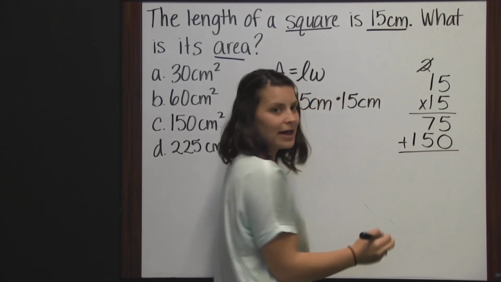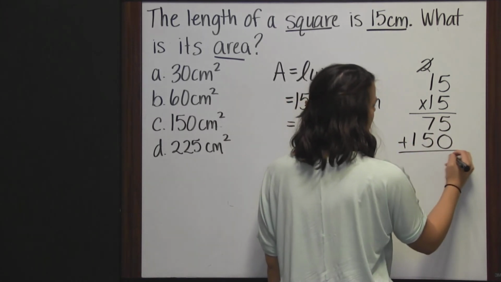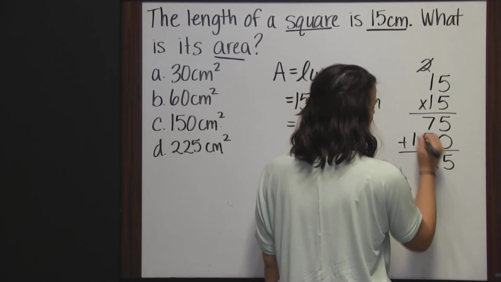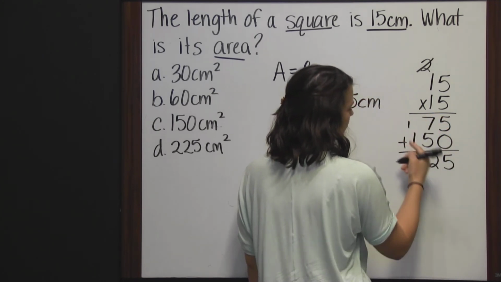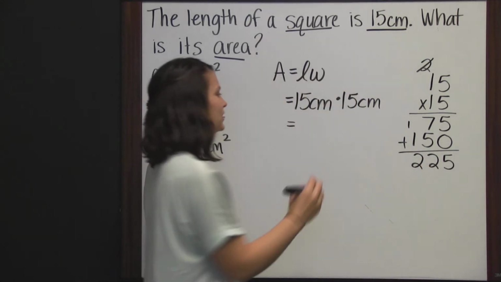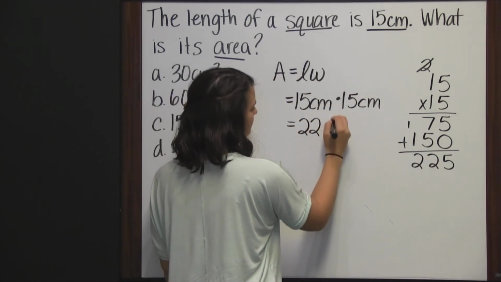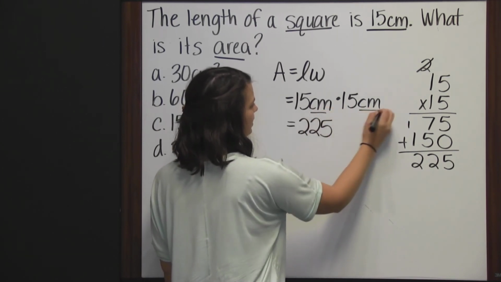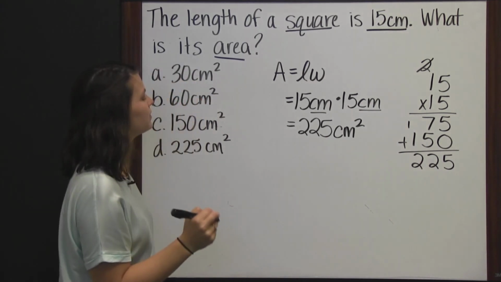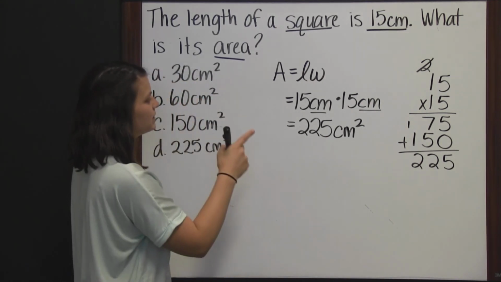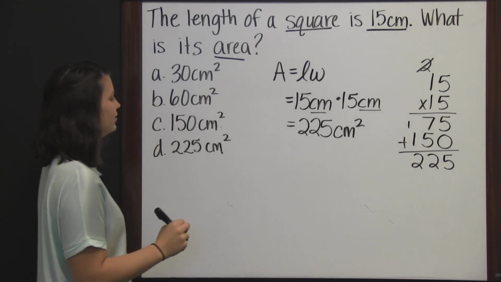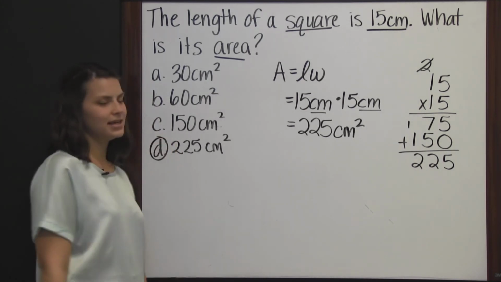And we add these up. 5 and 0 is 5. 7 plus 5 is 12. Write the 2, carry the 1. And 1 plus 1 is 2. So 15 times 15 is 225. And centimeters times centimeters is centimeters squared. So the area of a square with length 15 centimeters is 225 centimeters squared, which is answer choice D.